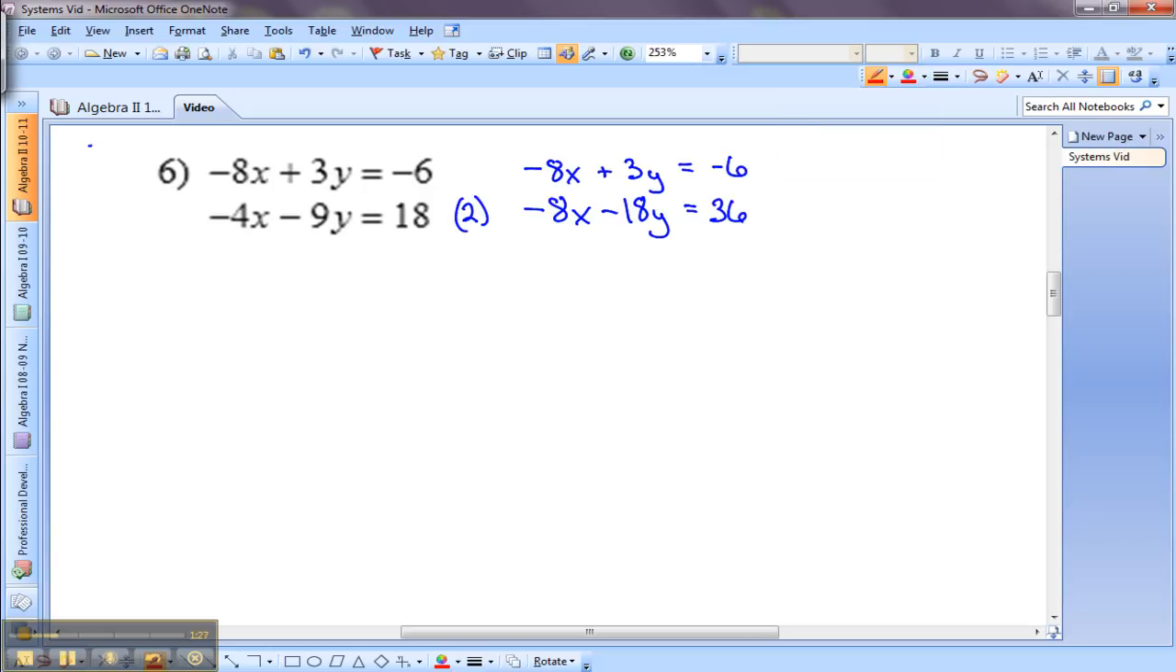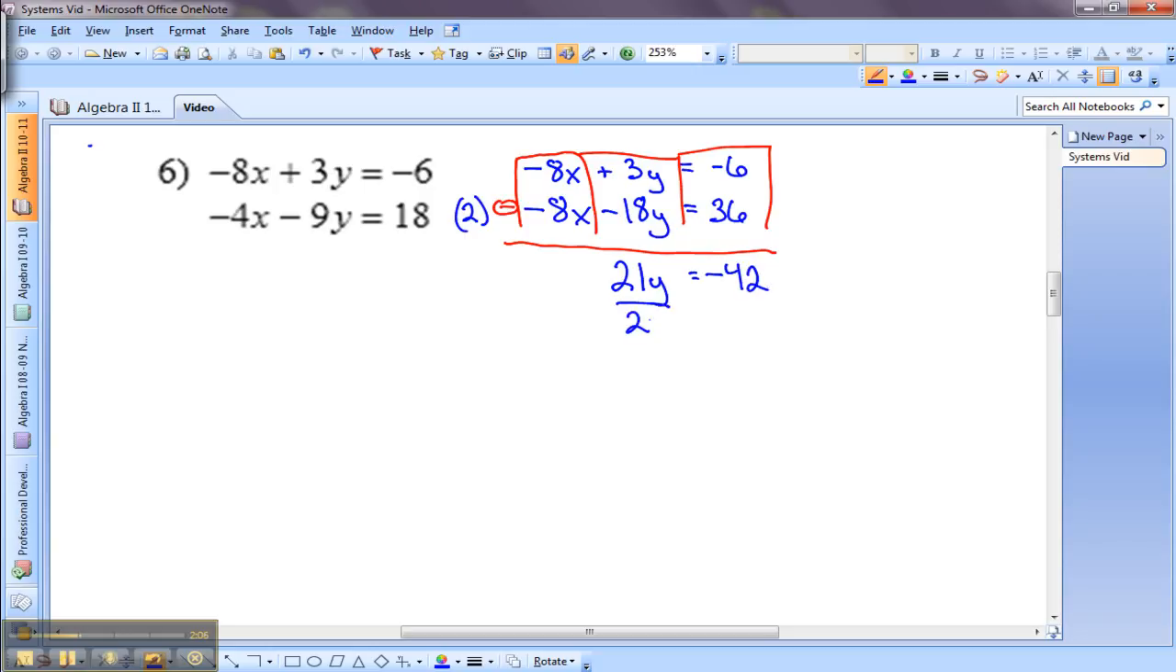Because the signs are the same, I am going to have to subtract to make the x terms cancel out. And again, I find it helpful to put boxes around my like terms so that we can treat this as 3 individual problems. Negative 8x minus negative 8x will be 0. 3y minus negative 18y will give us 21y. And negative 6 minus 36 gives us negative 42.